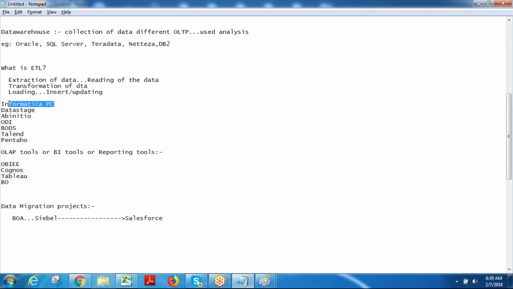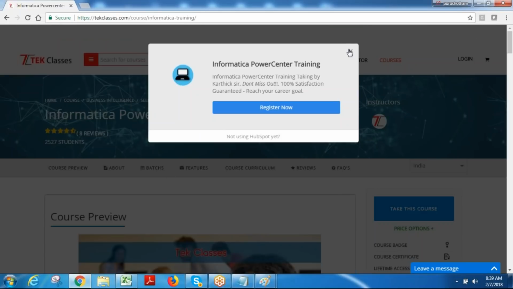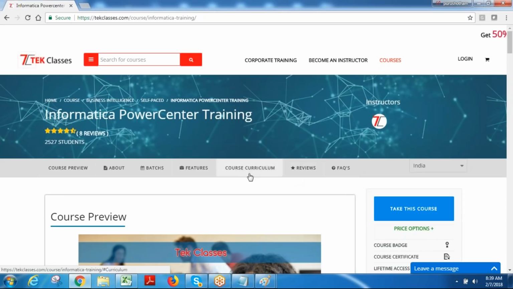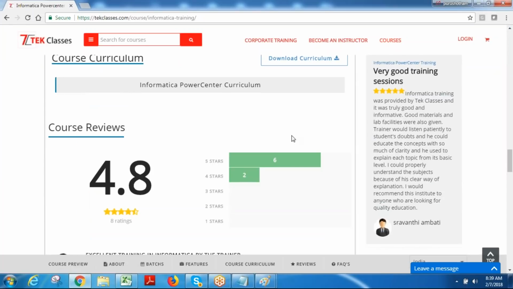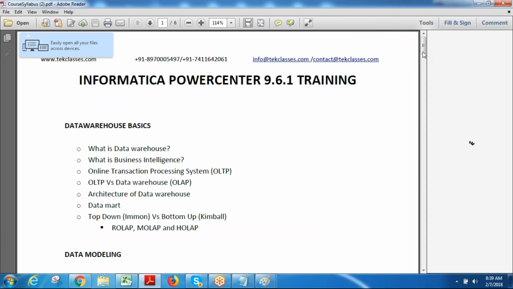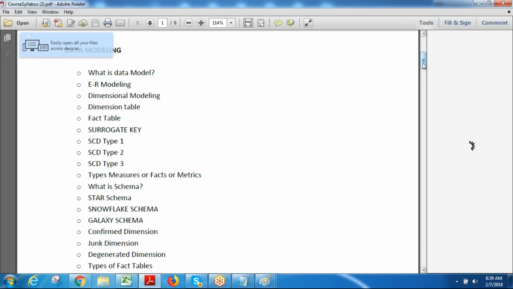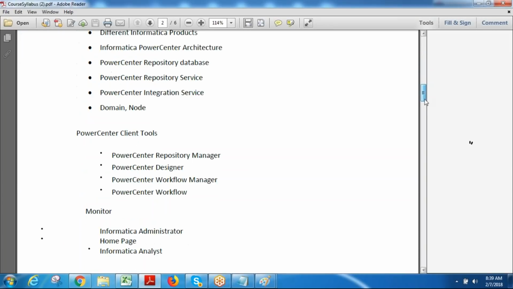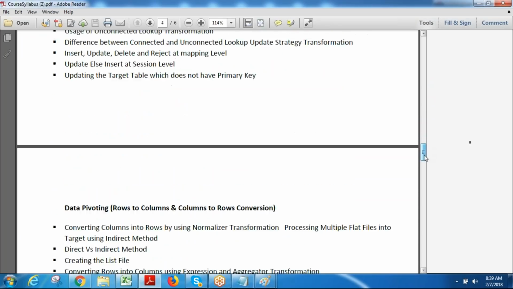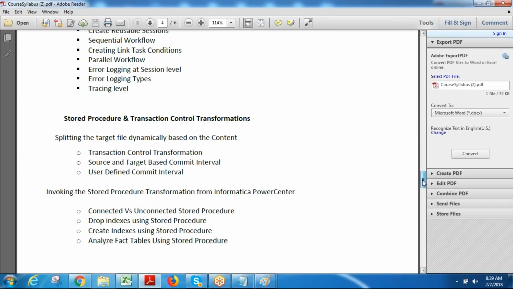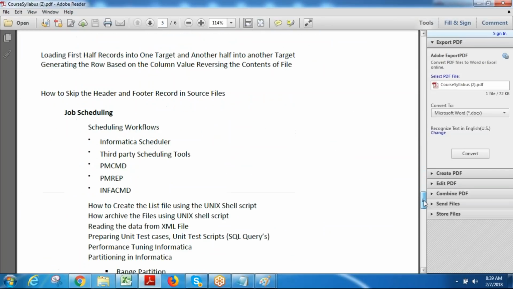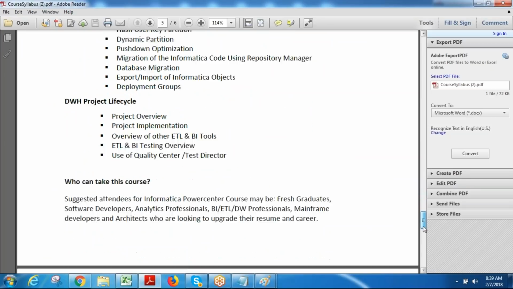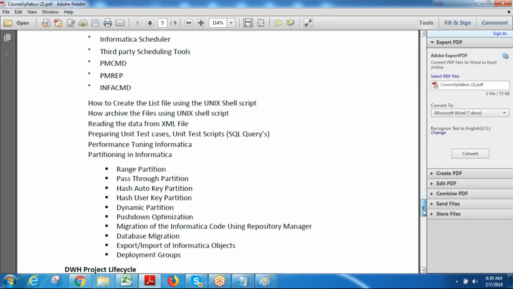We will be focusing more on Informatica PowerCenter, and with the syllabus, whatever is covered as part of the curriculum that we have here, you can go and download it. Only those topics will be discussed as part of the training. Okay, so this is the syllabus. I'll just walk you through the PowerCenter tools, stored procedure, job scheduling, data warehousing, project lifecycle.